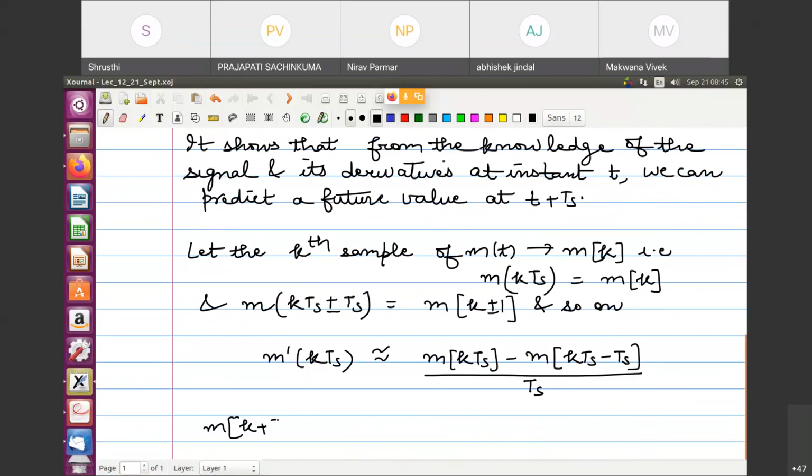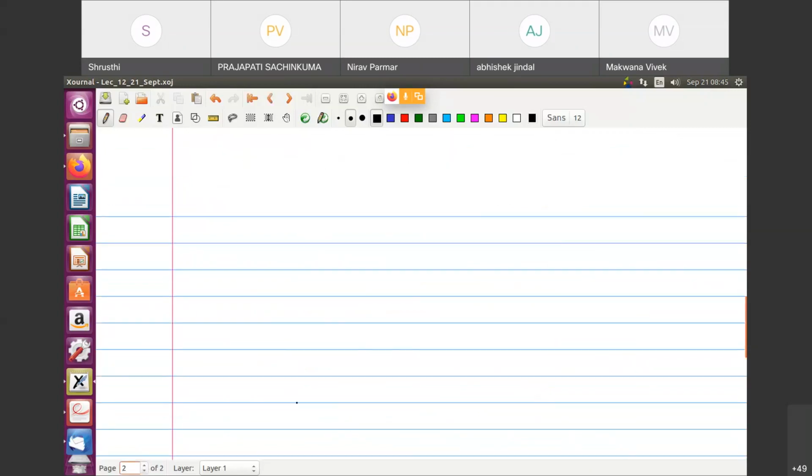So it means that m of k plus 1 can be approximated by m of k plus ts into m of k minus m of k minus 1 divided by ts. Okay, and this gives you what? This gives you that m of k plus 1 is equal to twice of m of k minus m of k minus 1. Okay.